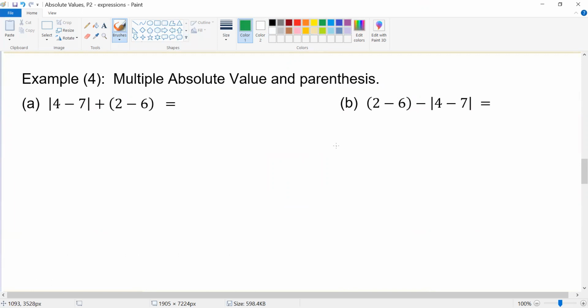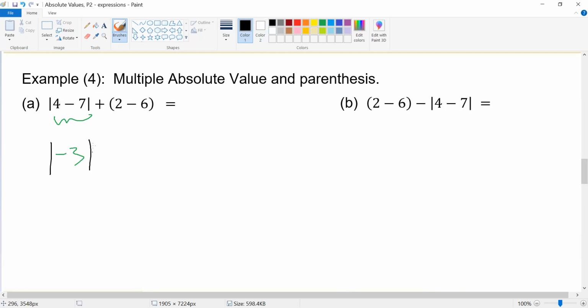So what we want to be worried about is whenever we have absolute values, the value needs to end up being positive. However, whenever we have parentheses though, it can be both positive or negative because parentheses is its own set of operations. So let's see what we mean. Let's take a first look at part A here. So we got to first take care of the values inside the absolute value. So we have 4 minus 7, which gives us -3.